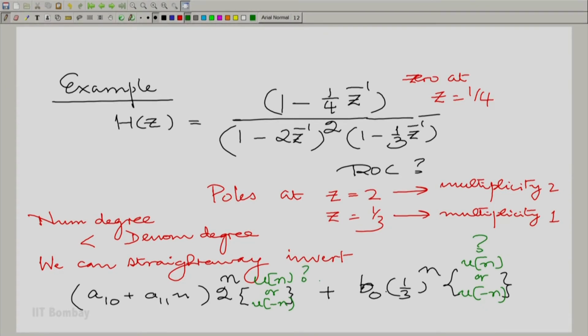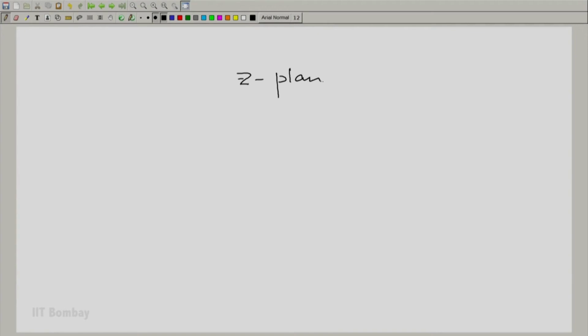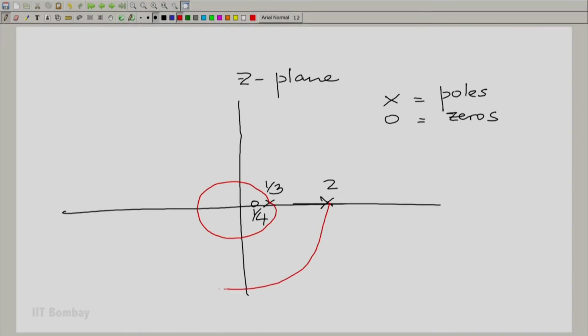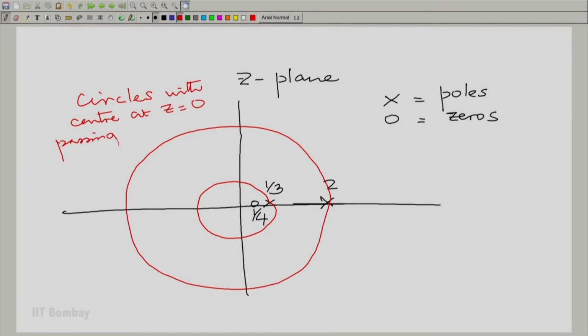So, let us draw the pole-zero plot here. This is the z plane, and we draw circles passing through the poles. So, we lightly draw the real and imaginary axis here, and there is a pole at 2. So, we mark the poles with crosses. There is a pole at 1/3. The poles are marked with crosses, and the zeros are marked with circles. Draw the circles with the center at the origin and passing through the poles.